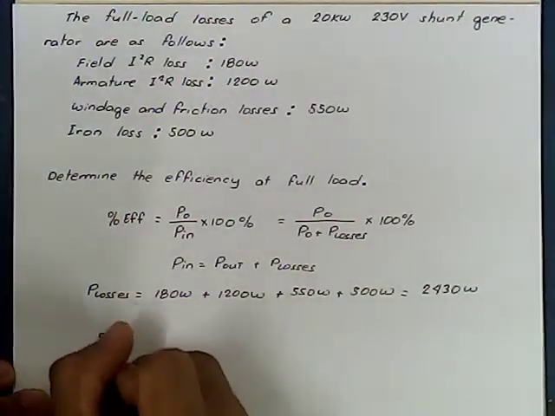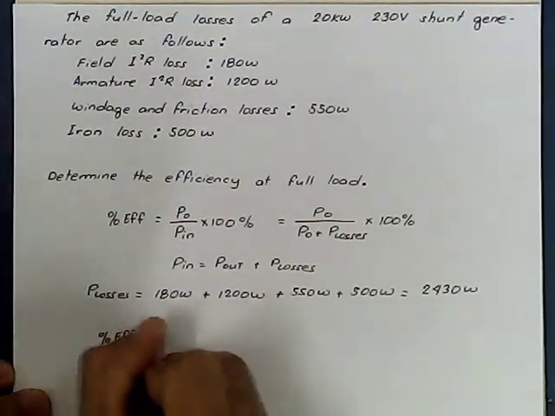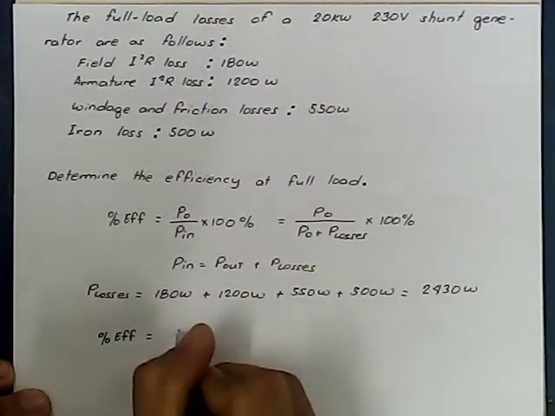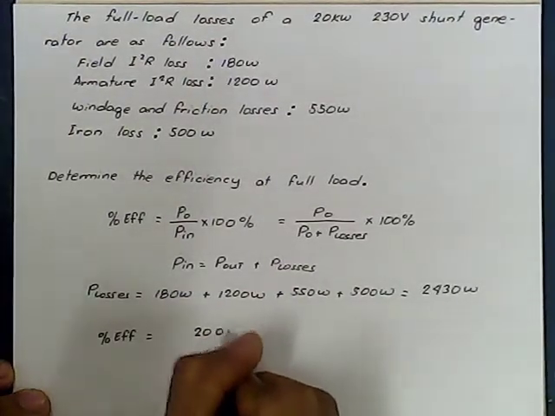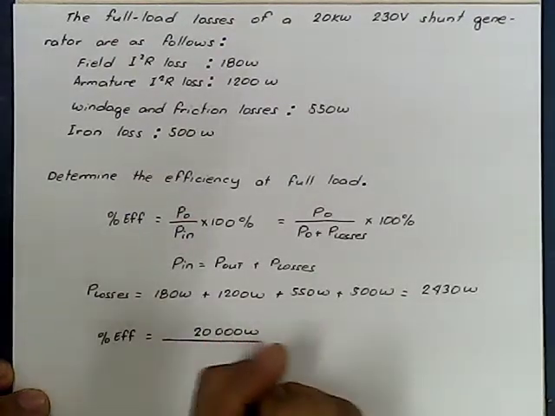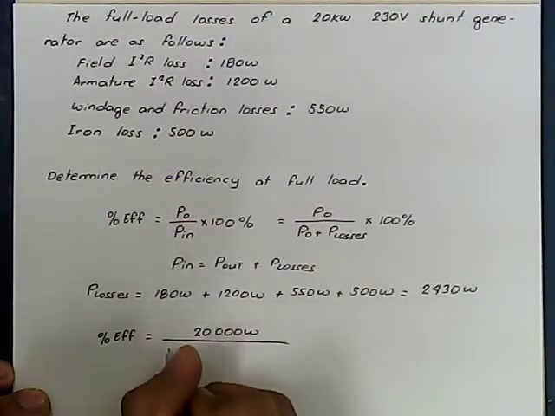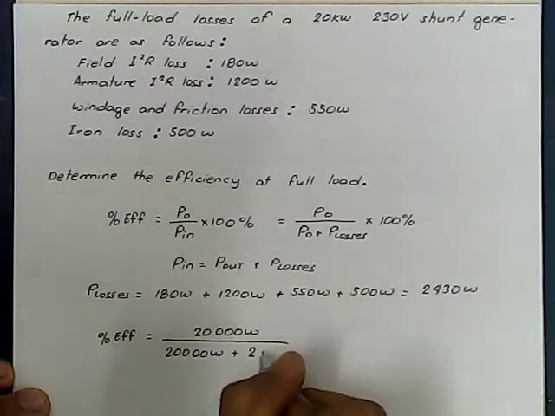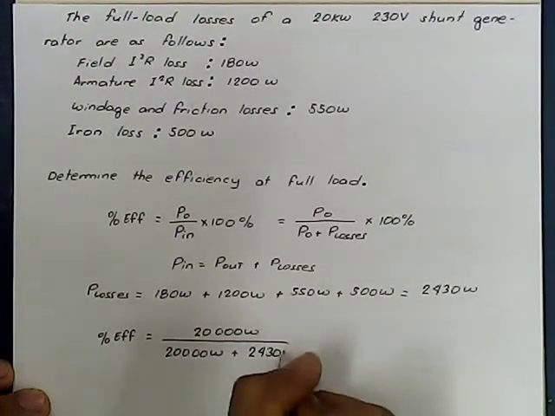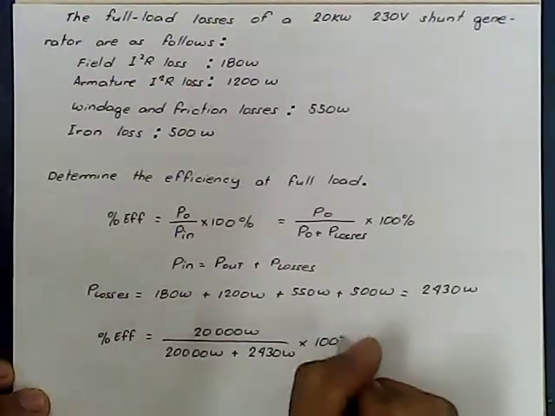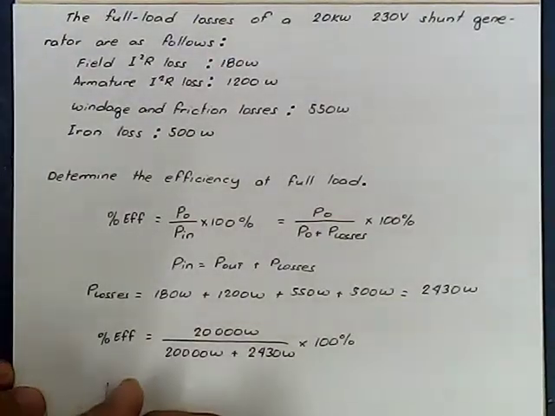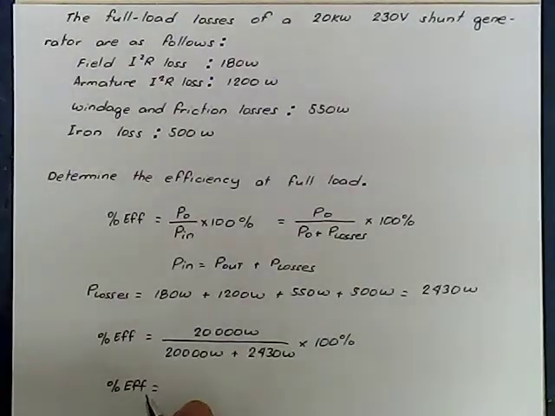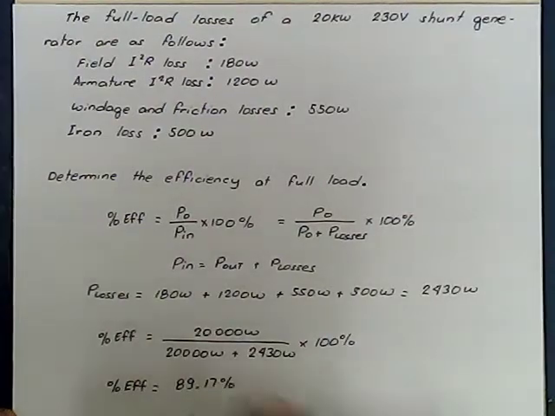We have the percentage efficiency equals, the power output is 20,000. Divide this by power output plus power losses, 20,000 watts plus 2,430 watts times 100%. So the percentage efficiency equals 89.17%.